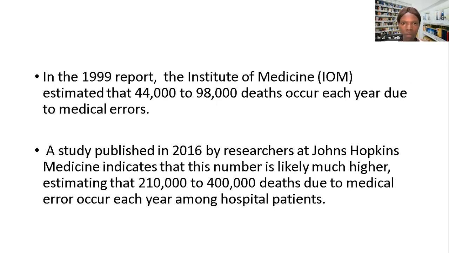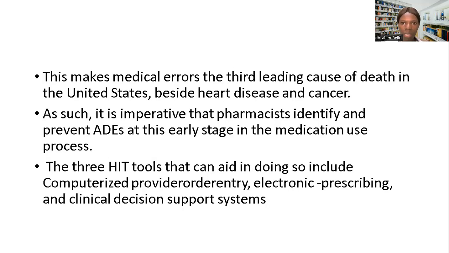In a 1999 report, the Institute of Medicine estimated that 44,000 to 98,000 deaths occur each year due to medical error. A study published in 2016 by researchers at Johns Hopkins Medicine indicated that this number is likely much higher, estimating that 210,000 to 400,000 deaths occur due to medical errors among hospital patients. This makes medical errors the third leading cause of death in the United States behind heart disease and cancer.